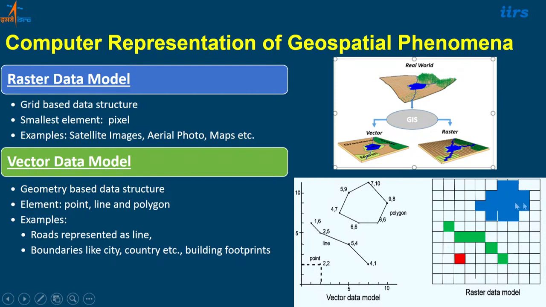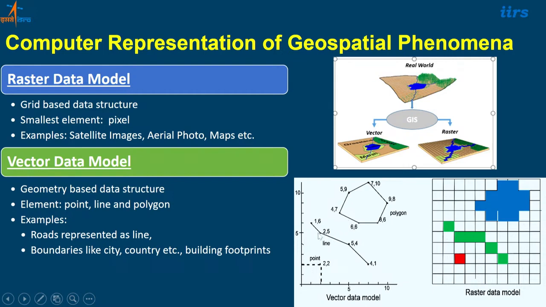This is one polygon here, and the same thing represented in the vector format is like this. We have some nodes over here. This is one line represented in the raster data format, and this is one line represented in the vector format. Similarly, this is one point represented in vector format and in raster format. So you can see that in raster the smallest unit is one pixel, one square, and in vector the smallest unit is one point.